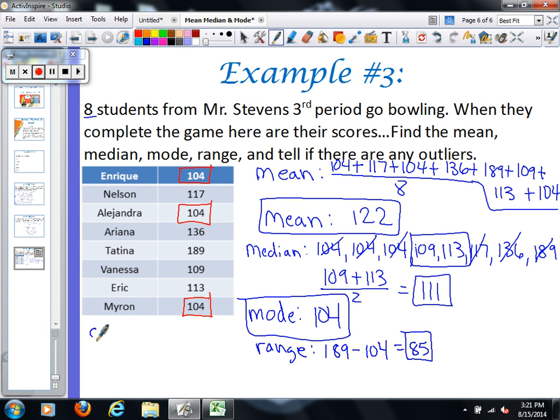And last but not least, outliers. Are there any outliers? Well, what is an outlier? Okay, in a group of numbers, an outlier would be a number that doesn't appear to fit. It's the one number that is either really low or really high compared to everything else. So looking at all these numbers, they're all pretty close except for which number? 189. Okay, 189 is much higher than all the rest. So our outlier would be the score 189.